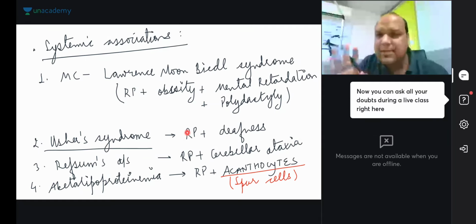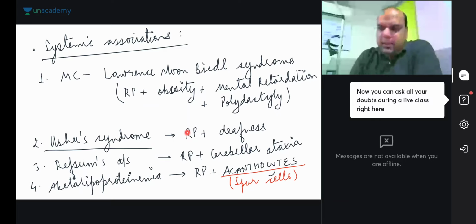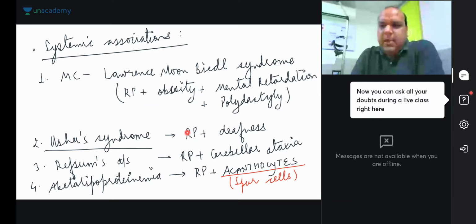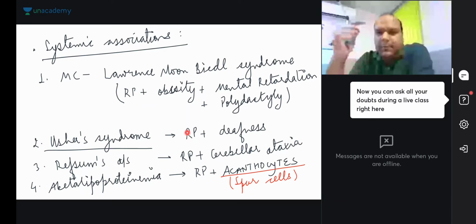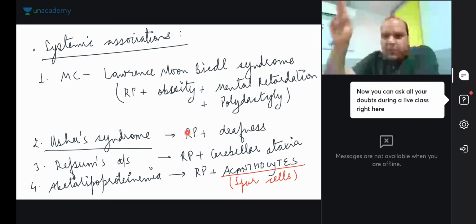Then everybody, these are some of the systemic associations of retinitis pigmentosa. Nothing more to discuss here. Retinitis pigmentosa is a very simple disease. If you want to remember it, just remember 2 words. Number 1, pigmentosa. Pigmentosa means pigmentation. Remember the photograph. R for retinitis, R for rod cell. Rod cell means vision loss, peripheral vision. As soon as you remember the peripheral vision loss, move your hand like this: wings, donut scotoma, or tubular vision.